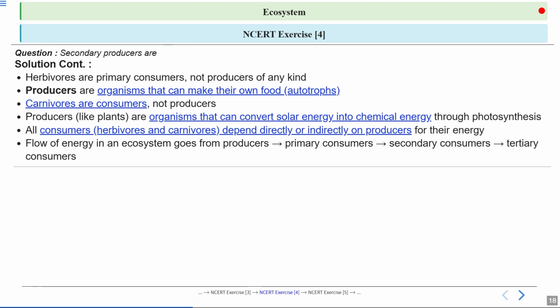Now in an ecosystem, energy flows in one direction, starting from producers like plants, which make their own food using sunlight. Now, this energy is then passed to primary consumers such as herbivores, which eat the producers. Next, secondary consumers like small carnivores eat the primary consumers, and finally, tertiary consumers such as large carnivores eat the secondary consumers. Now, this flow continues through the food chain with energy decreasing at each level because some energy is lost as heat.